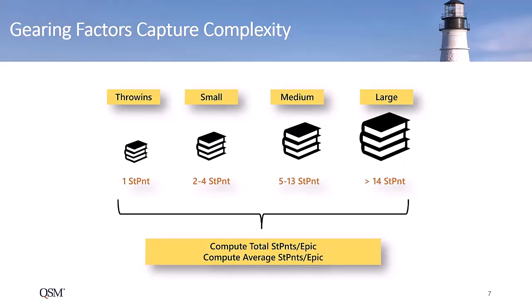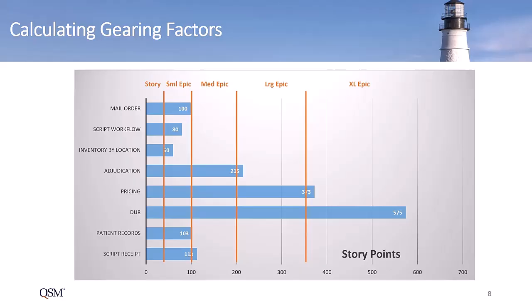Although it is common to let teams determine story point ranges, the best practice is to standardize software metrics across your organization or enterprise. Taking a little time to compute gearing factors from your completed project data will be well worth it. As this example shows, you can look at the relative size of known user stories, measured in story points, and define size bins for epics. Here we have a small epic is from 50 to 100 story points, and a medium epic ranges from 101 to 200, and so on.